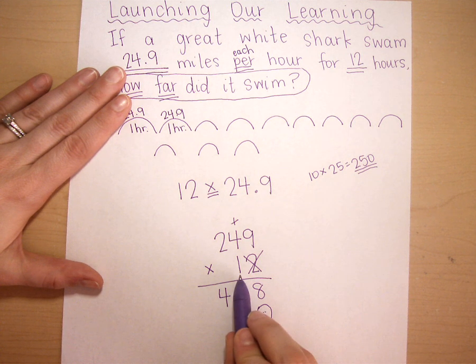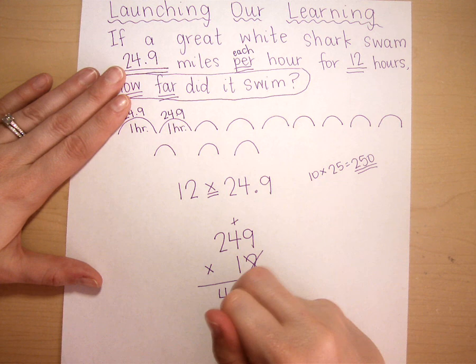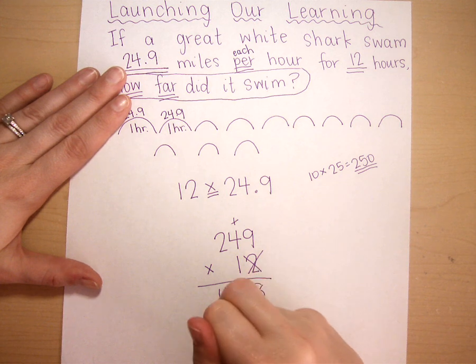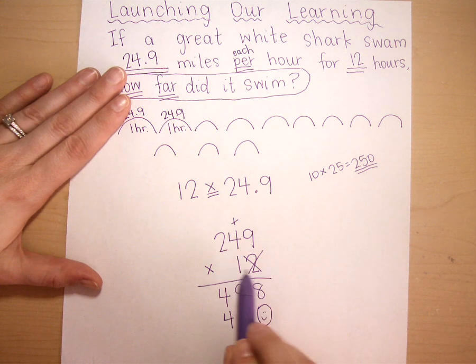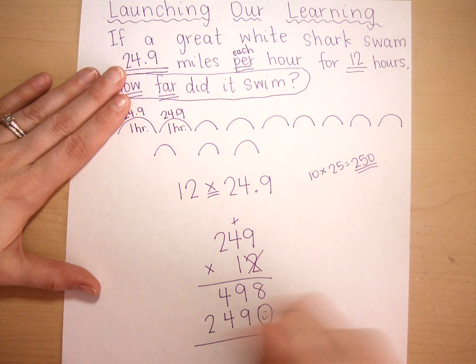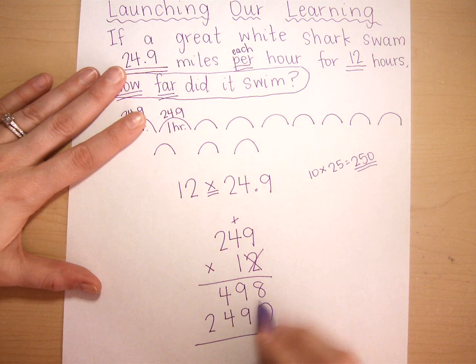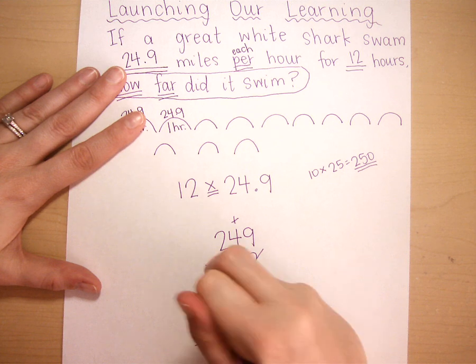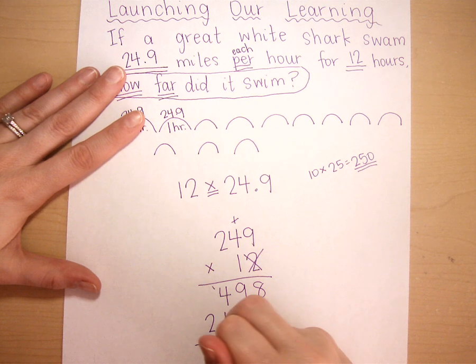Ooh, I love when there's a 1 here because 1 times 9 is 9. 1 times 4 is 4. And I'm not going to add that in, remember? And then 1 times 2 is 2. Now I'm going to add this up. 9 and 9 is 18. 4 and 4 is 8, plus 1 is 9.